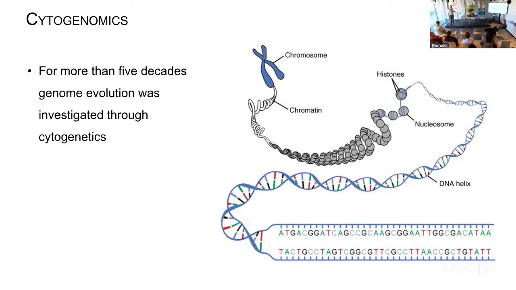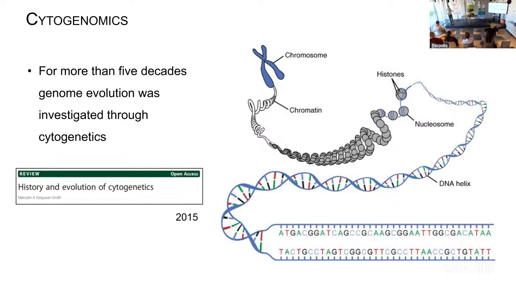They are made up of DNA and protein together, and they form bodies that have their own specific morphologies, and they are present in different numbers in different species. And for more than 5 decades, actually, genome evolution was investigated through cytogenetics by looking at these morphologies in different species, as it was very well described in this review from Ferguson Smith, History and Evolution of Cytogenetics.